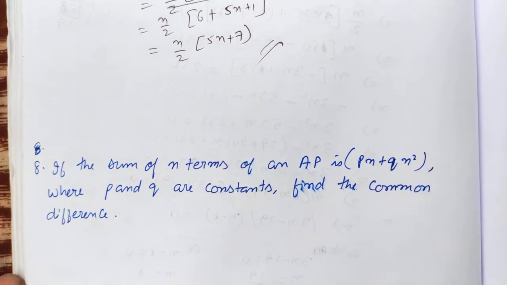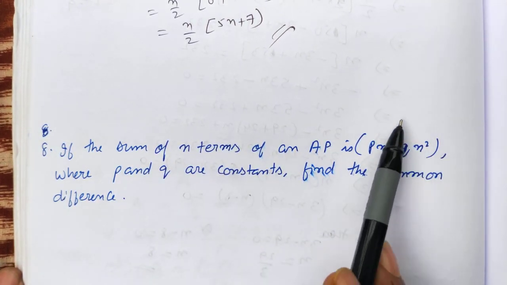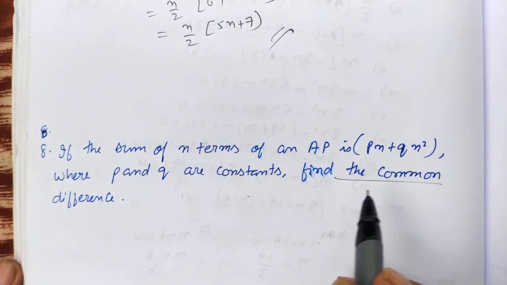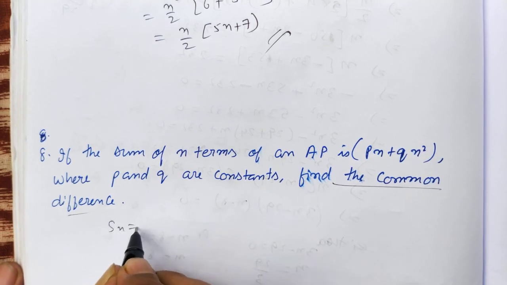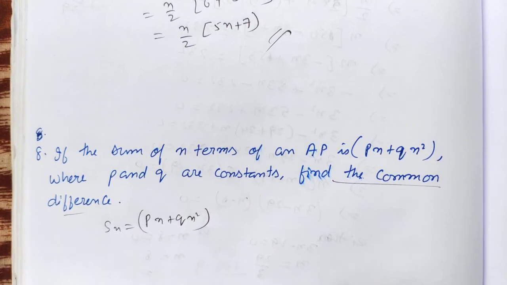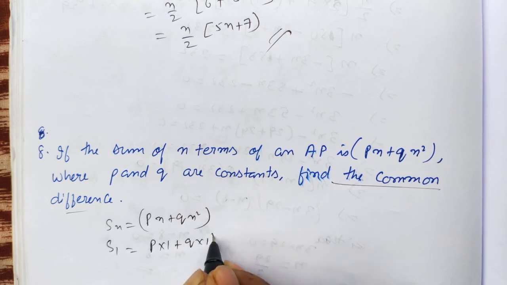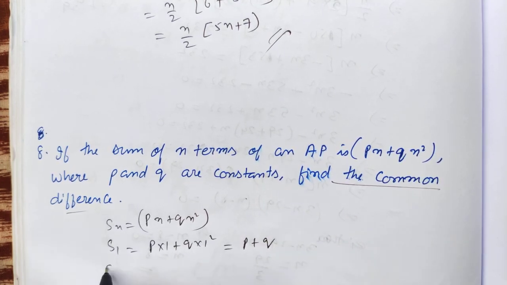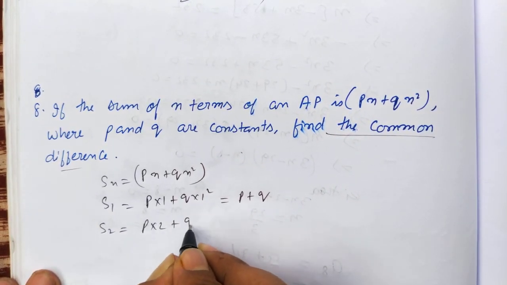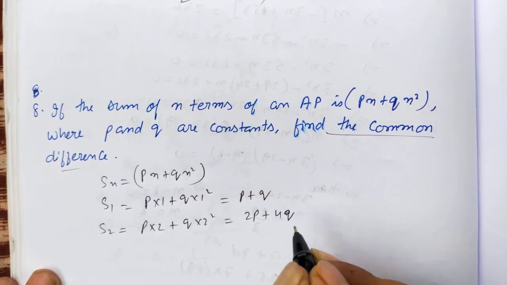Let's do question number 8. In this, the sum of the n terms of an AP, S_n, is given. Find the common difference. So first find S1. S_n is Pn plus Qn square. So we'll find S1, that is P into 1 plus Q into 1 square, that is P plus Q only. We'll find S2, the sum of the first two terms, P into 2 plus Q into 2 square, that is 2P plus 4Q.